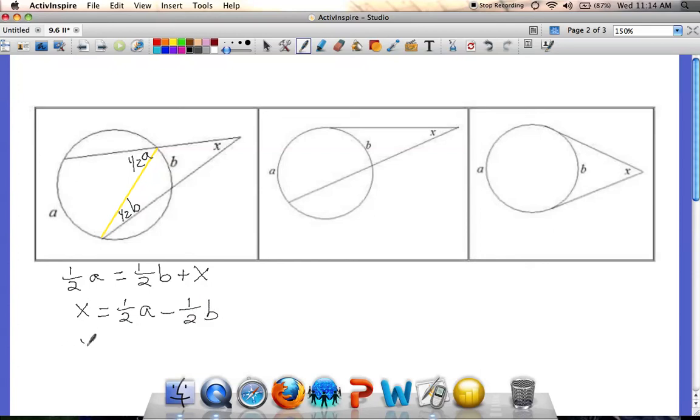We can put this together by factoring out the 1/2. So this angle here is found by taking arc A, subtracting arc B and dividing by 2. That would be 2 secants. The general formula for a tangent and a secant.